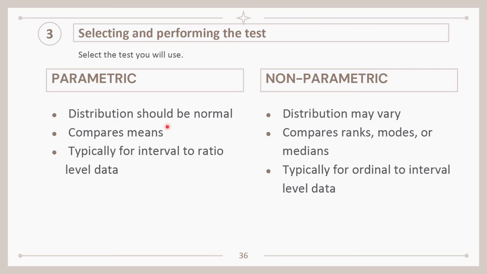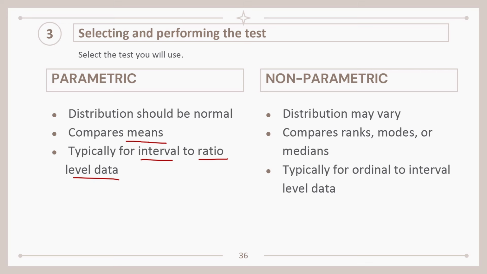For parametric tests, we typically compare means, and we typically use interval or ratio level data. I use the term typically because there are times when an ordinal or a nominal data set could be used for a parametric test. That would be a heavy asterisk because it would require some transformations, but it is in fact possible.